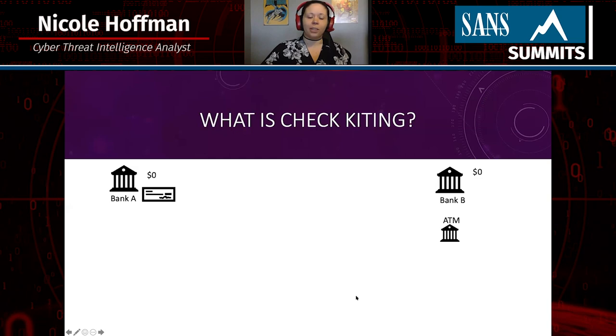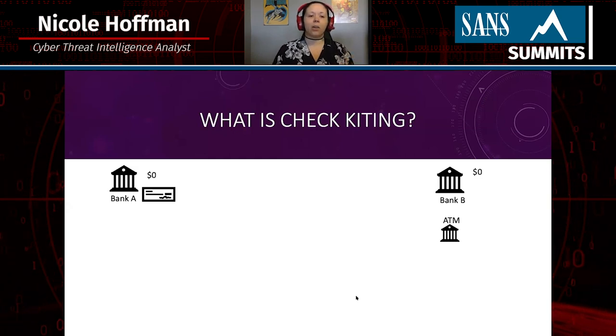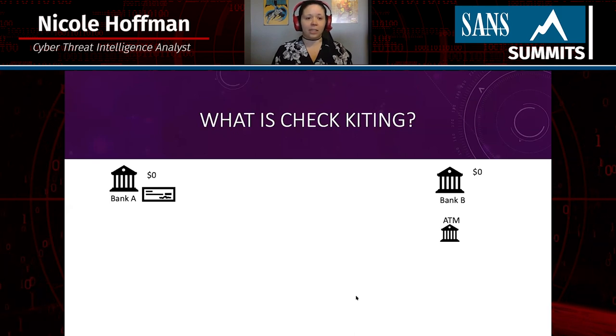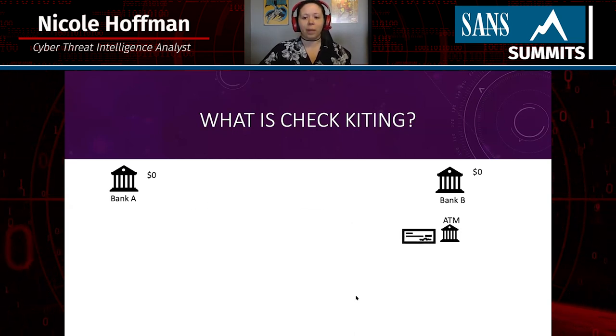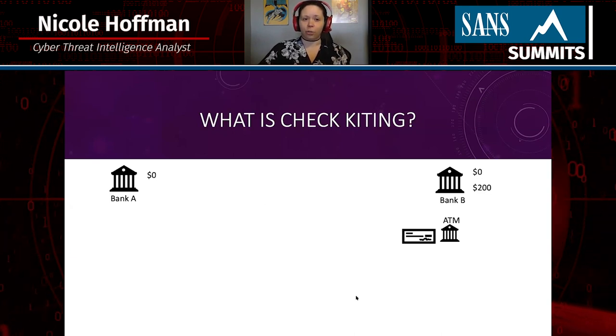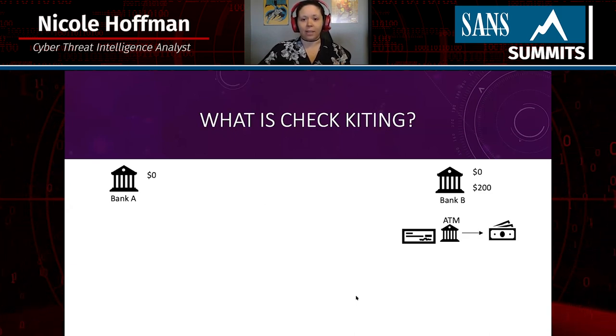So bringing Carol into the story, let's say Carol has a bank account at both Bank A and Bank B. She has $0 in both accounts, but she decides she's going to write a check from Bank A for $200 and deposit it into Bank B, typically through the ATM. Her bank account would then immediately show the $200 that she just deposited, and then she will take cash out at the ATM and she gets away with the money.